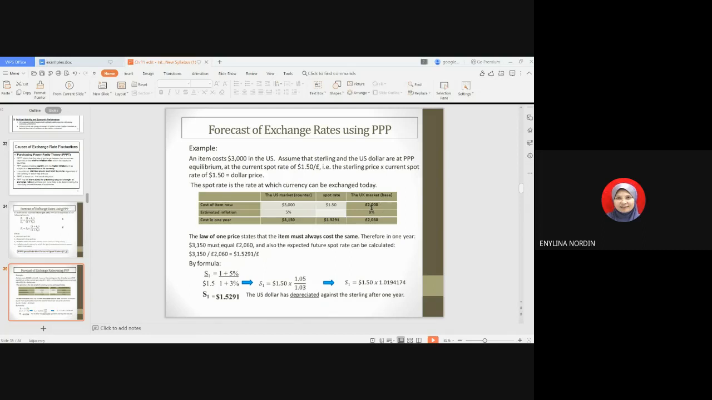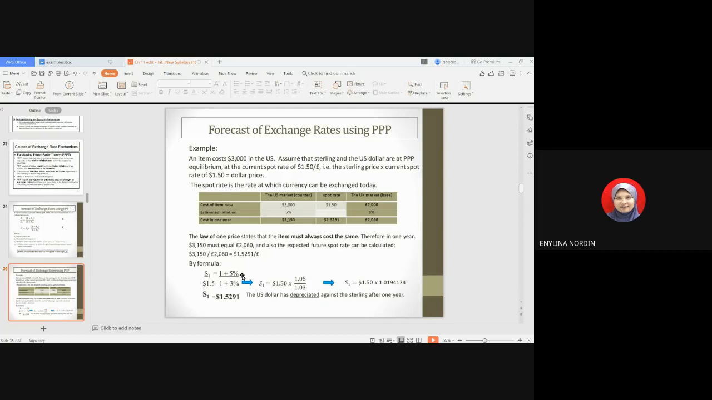And let's say the expected inflation rate in the UK is 3% per year. So that means in 1 year's time, the price of this same item is going to be 2,060 pounds. Make use of this new price to determine the expected spot rate, after taking into consideration the inflation rate.